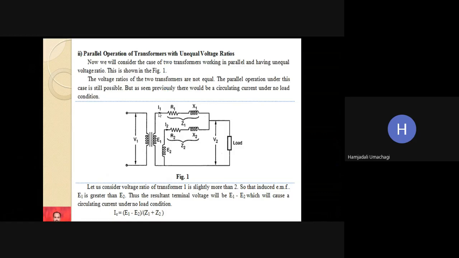So load shared by the first transformer is given by the current value I1. Similarly, load shared by the second transformer is given by the current value I2. So if you apply KCL at this point, the sum of currents I1 plus I2 is the load shared by the first transformer and the load shared by the second transformer.